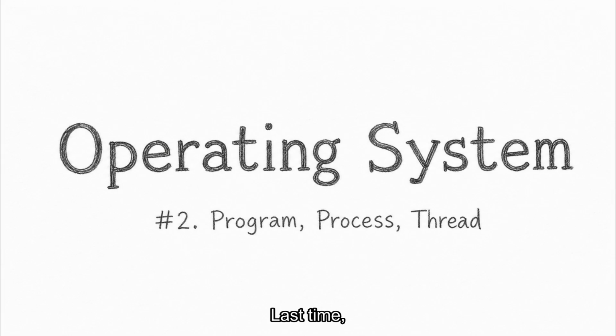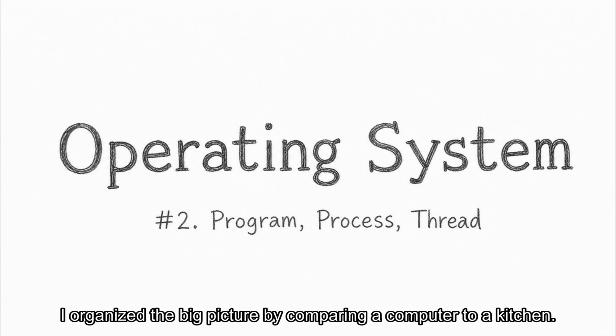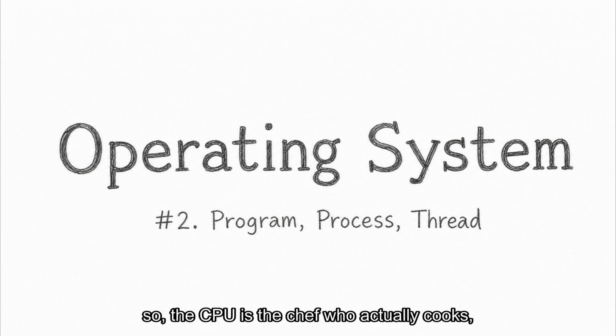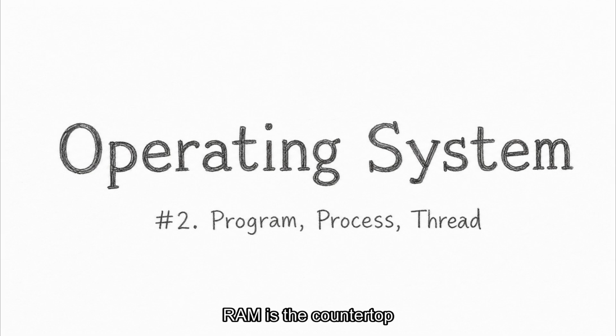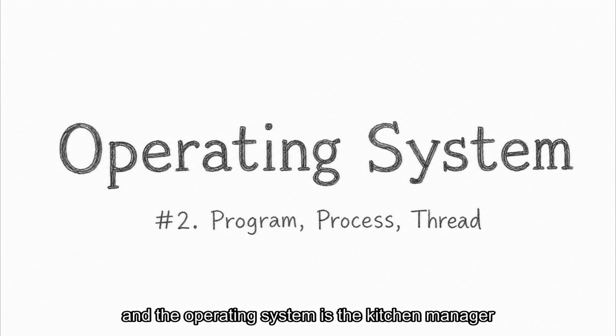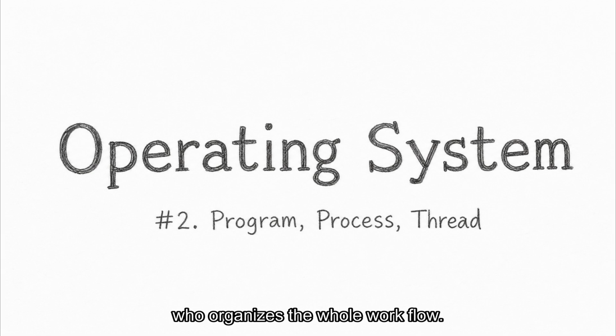Hello. Last time, I organized the big picture by comparing a computer to a kitchen. Let me organize again. The CPU is a chef who actually cooks. RAM is a countertop so that the chef can reach things immediately. Storage is the fridge or storage room. And the operating system is a kitchen manager who organizes the whole workflow.